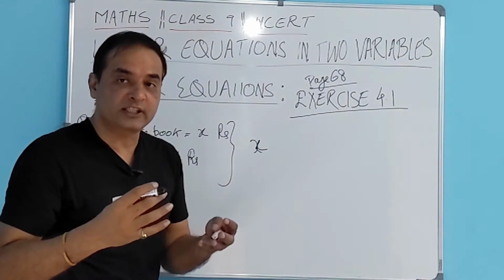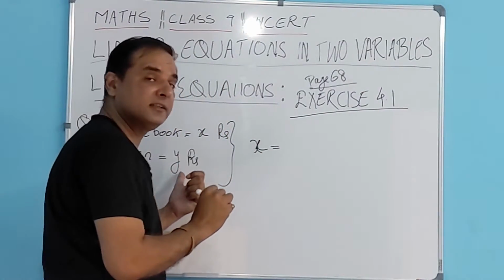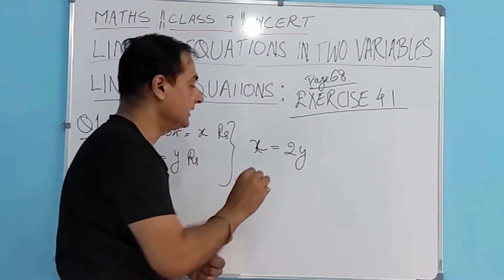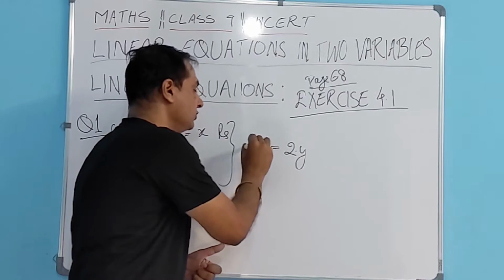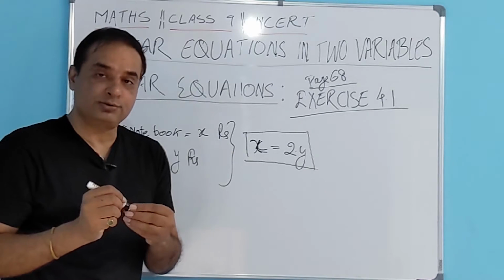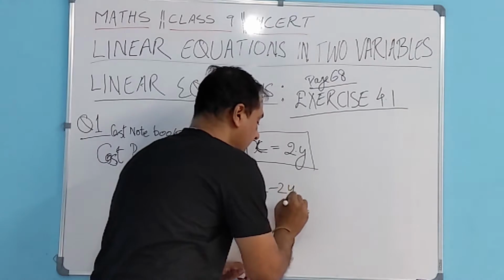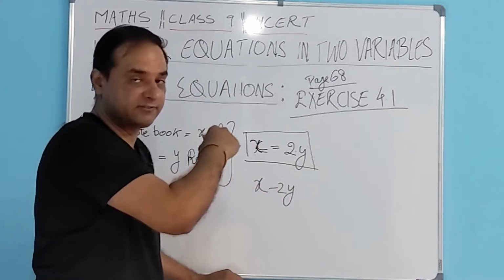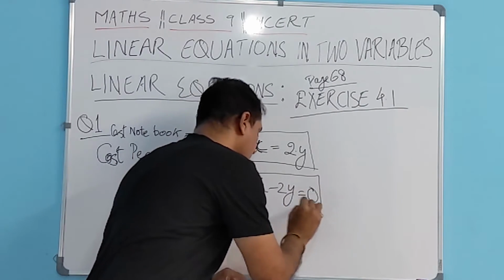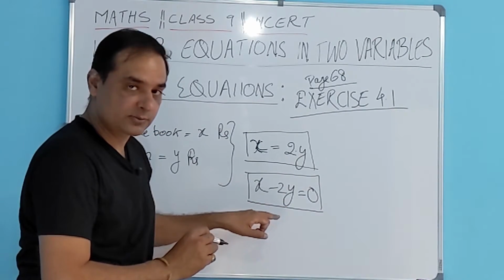So what is the cost of notebook? It is twice the cost of pen. What is the cost of pen? y. Twice the cost of pen will be 2y, and this equals the cost of the notebook. So this will be the solution. You can also write this as x minus 2y, when 2y comes over to the left hand side of the equation we will have negative, equals 0. So the same equation can also be written in this way.